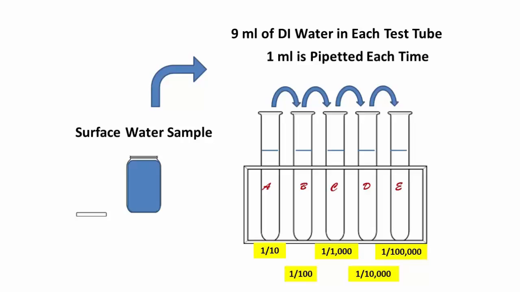Be sure to multiply your measurement result by the dilution factor so that you can communicate the full strength of the analyte that was present in your surface water sample.